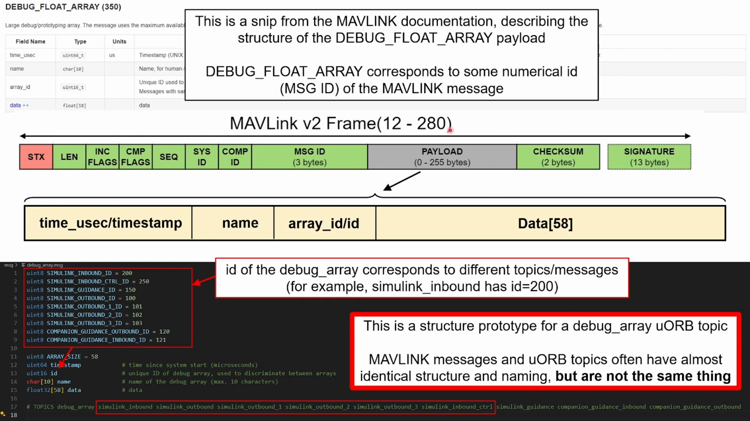For the Mavlink message to be properly decoded, it needs to know, okay, I'm decoding debug float array right now. I have a message ID of 350. I know this is debug float array. This is how I'm decoding. This is its payload. So this payload itself is everything shown here.